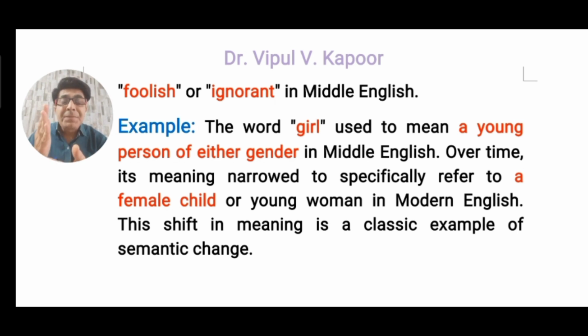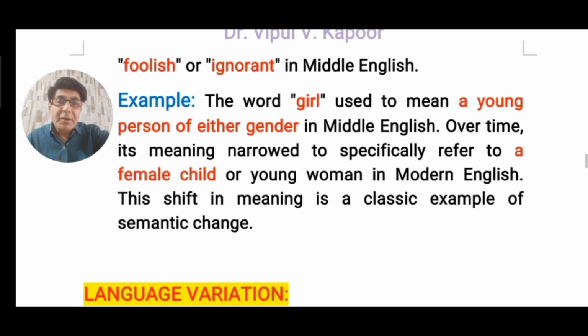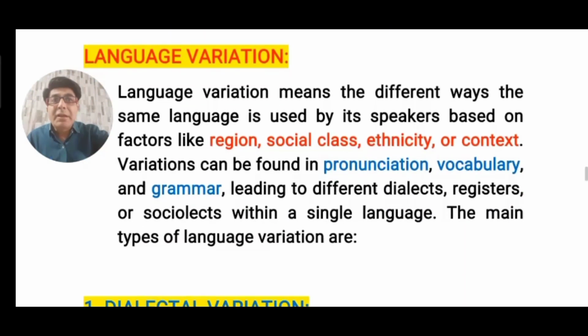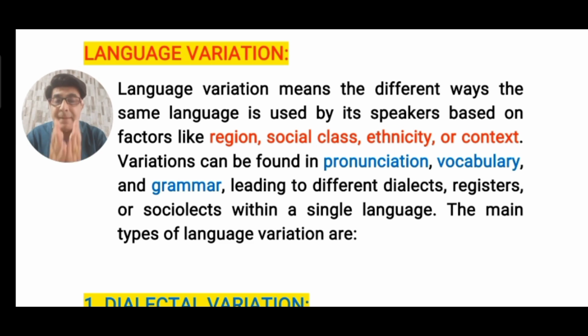In the same manner, the word girl used to mean a person of either gender. Girl meant a male or a female in the Middle English period, but in today's times, a girl means a female child. So, from period to period, the meaning also changes. So in total there are 4 important language changes.